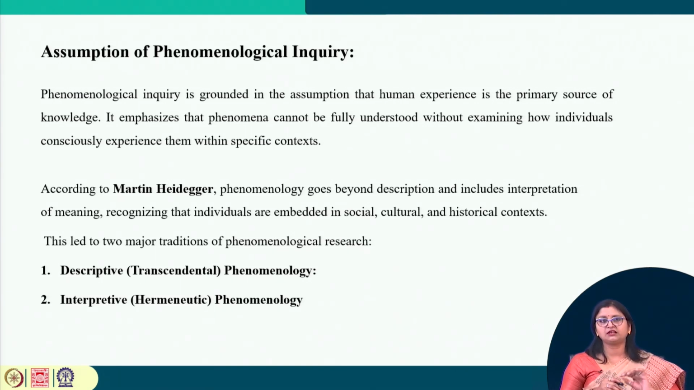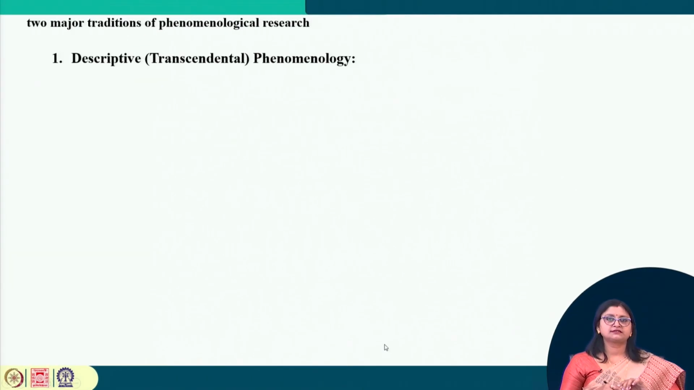Earlier they had used the term tradition, later on this became the types. So, here in the assumption section I am mentioning it as given by Martin, and this was mentioned as the major tradition. The two traditions are descriptive transcendental phenomenology and the interpretive, that is hermeneutic phenomenology. So, let us take one by one.